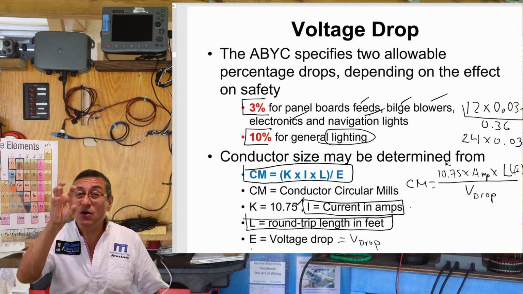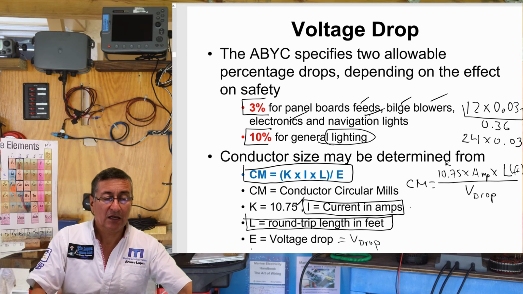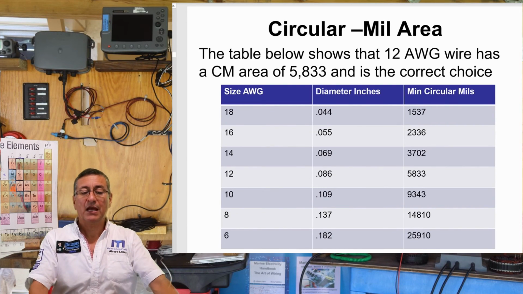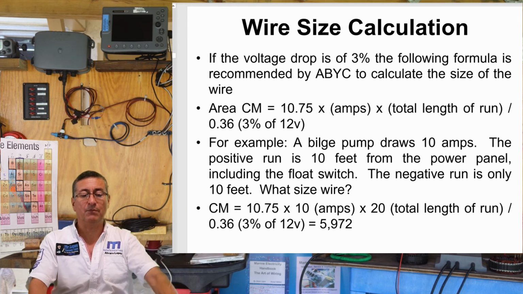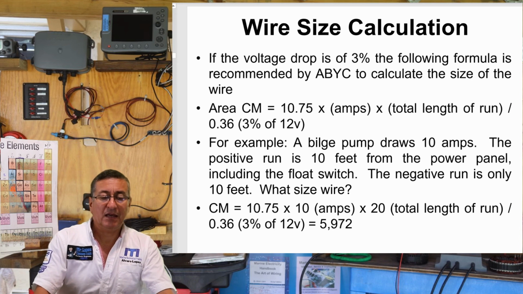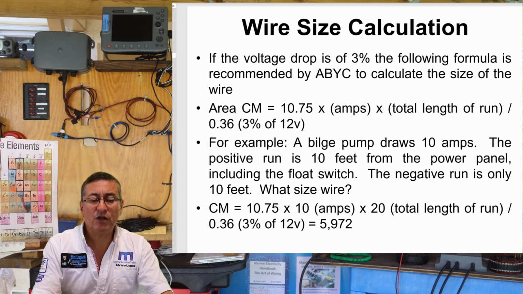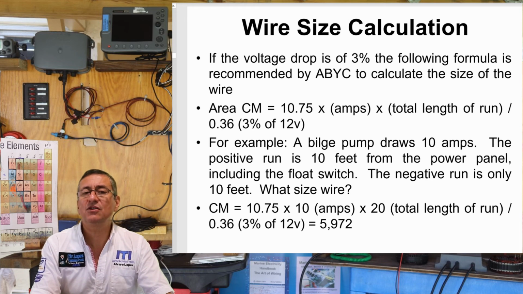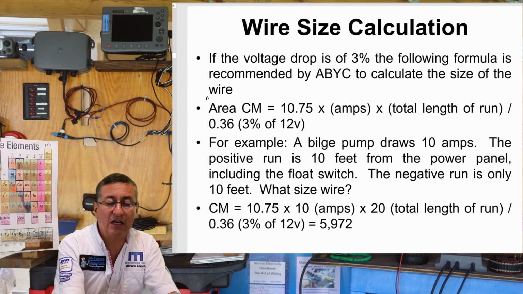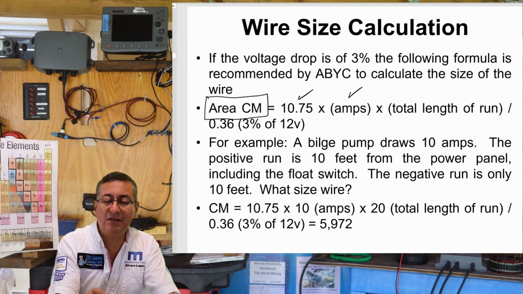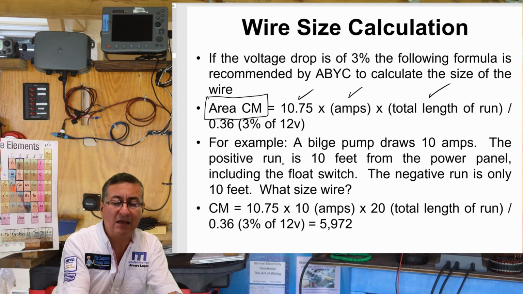Okay, now that value in circular mils, with that value you use this table. I have an example. We are going to follow the example. All right. If the voltage drop is 3%, we are going to use the following formula recommended by ABYC to calculate the size of the gauge of the wire. The area in circular mils should be equal to 10.75 times the intensity times the total length, divided by 3% of 12, 0.36.